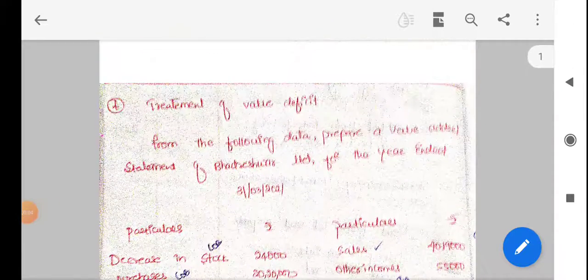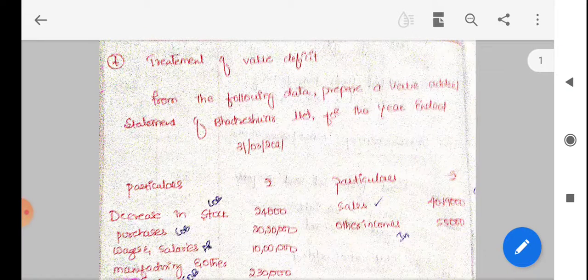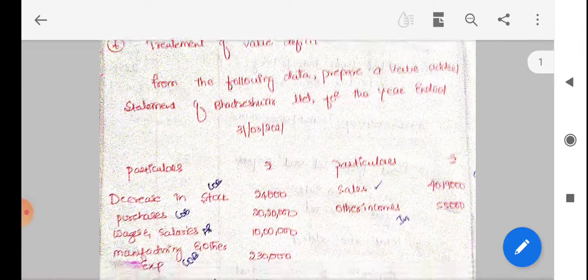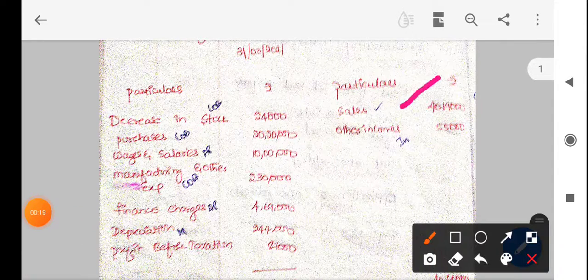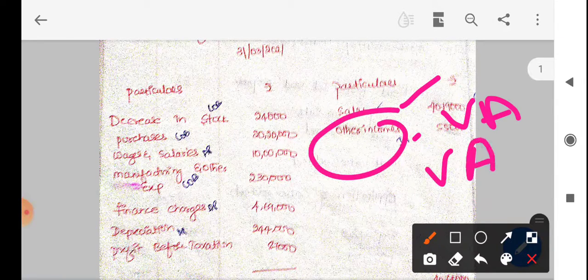So in today's class we are going to continue the illustrations which we were discussing. So here is a question: from the following data prepare a value added statement of Bhadreshwar Limited for the year ended 31st March 2021. So here's the detail given. On the left side they have given us the sales and other income. Sales we will show in value added, and also the other income we will show in value added.